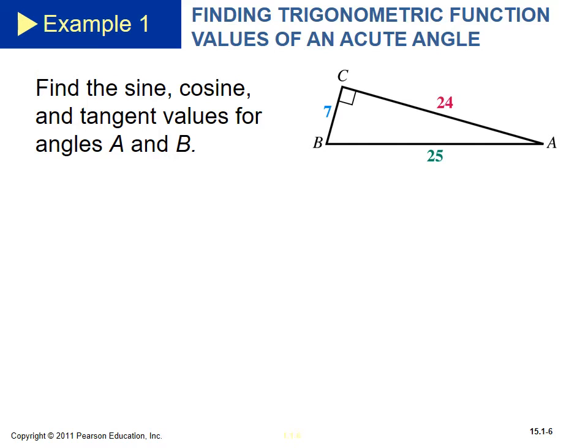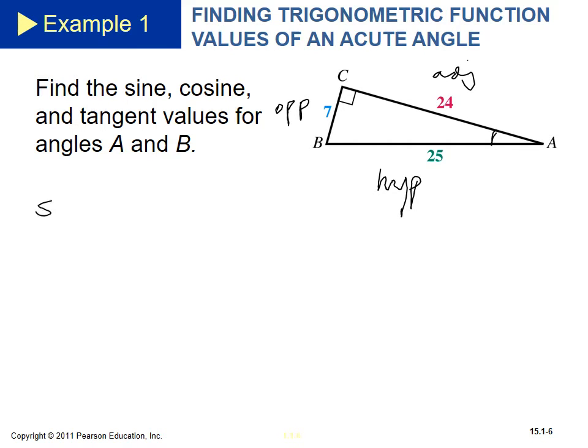So here we go on the first example. Find the trig functions of an acute angle. Find the sine, cosine, and tangent values for angles A and B. So we're going to say sine of A. When we do this, I'm going to do these in two different colors here. So this is angle A. So I'm going to label everything in black according to angle A. So this is the opposite. This is the adjacent. And this is the hypotenuse. Right? The hypotenuse never changes.